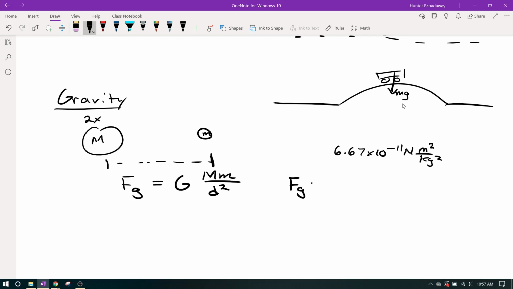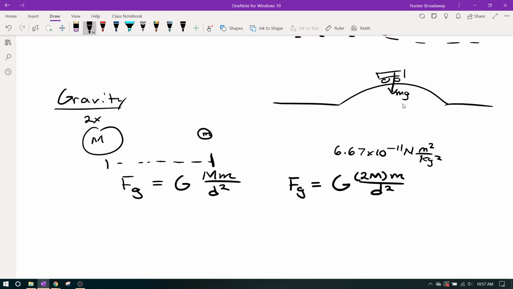How much would it increase? We would plug it in. This would become 2m times m divided by d squared. So how is the left equation and the right equation similar? Do they have an m? Do they have a big M? Do they have a G? What are they missing? What's this one missing?